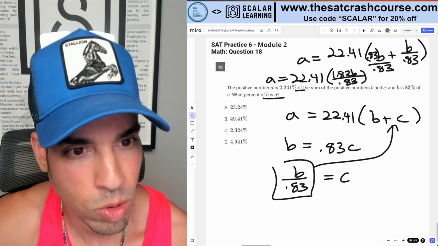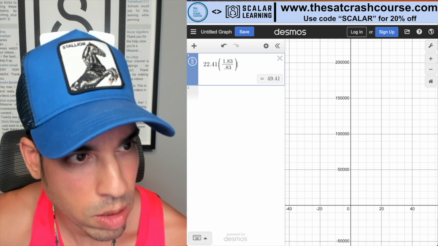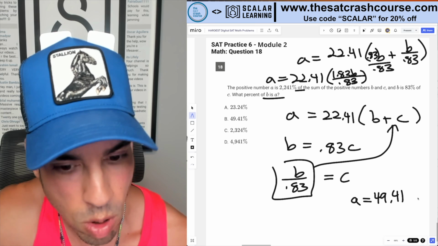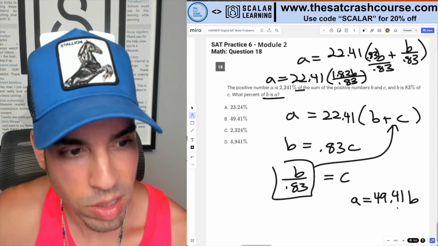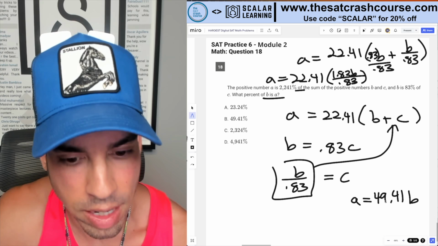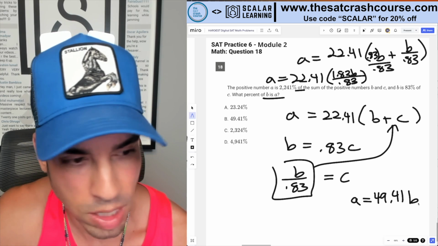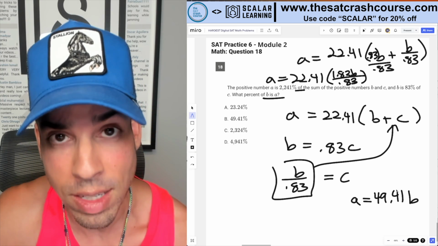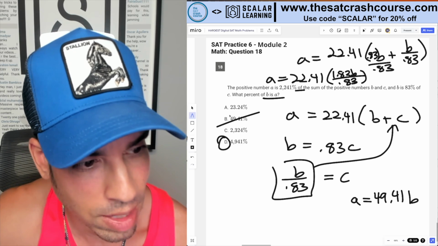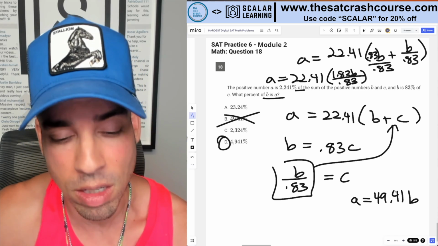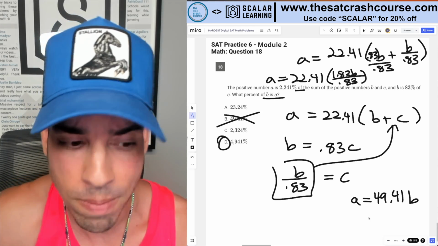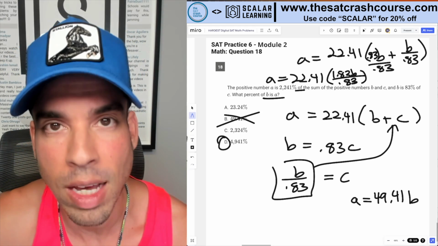Now we're going to simplify all of this, the 22.41 and all that. So let's do that in Desmos. And we get 49.41. So A is equal to 49.41B. So what percent of B is A? Well, we got the equation right here. A is 49.41 times B, which is 4,941% of B, which is D. Remember, it's not this. It looks like that, but it's not that because in equations, it's always the decimal equivalent of the percent. So anyways, D is the winner. That's how you do it.